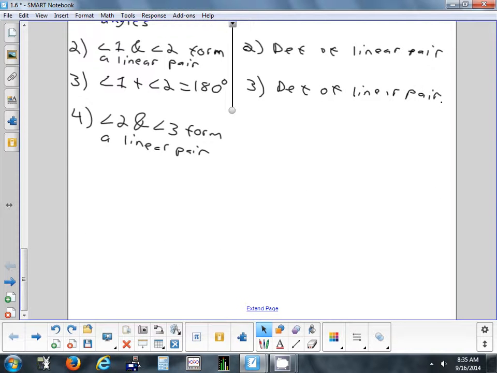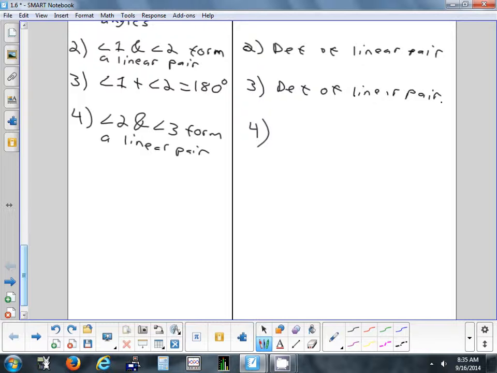Okay, what's the reason why I can say that? Why can I say 2 and 3 form a linear pair? It's the definition of a linear pair. By the definition, if you look at the opposite rays, the non-common sides form opposite rays. So that's the definition of linear pair. And as a direct result from that, what do we know about angle 2 plus angle 3? Their measures add up to 180.